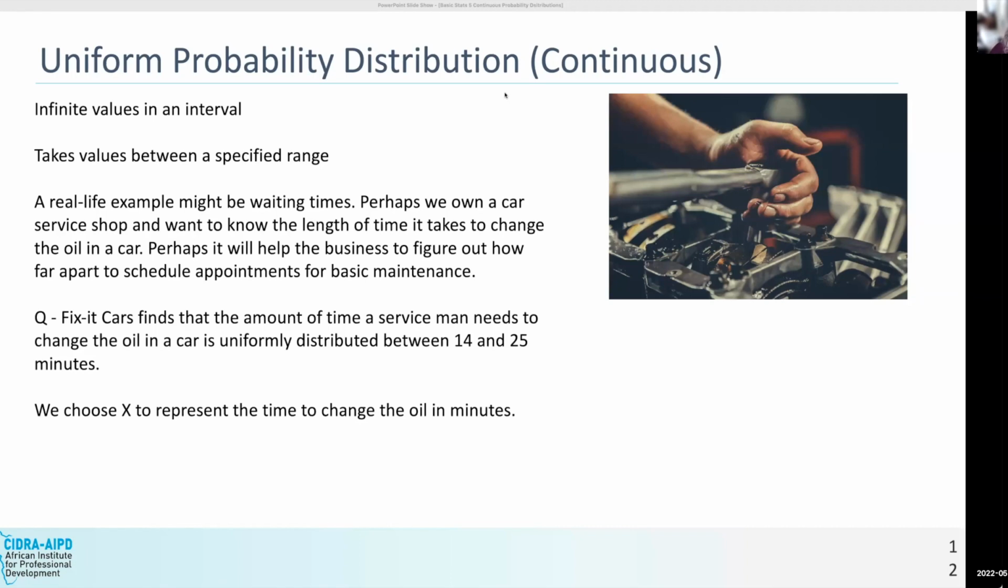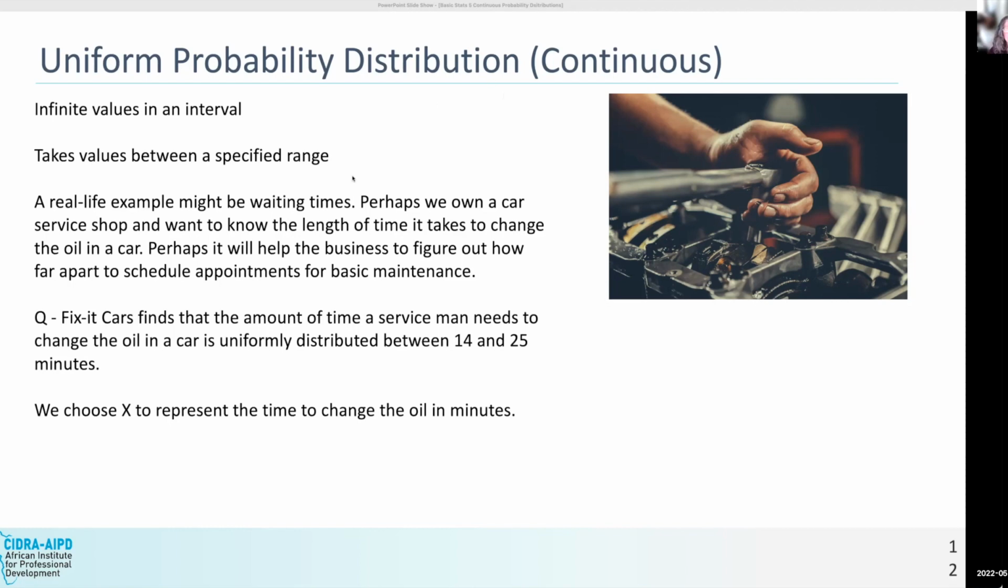You might also see a uniform probability distribution that is continuous. When we had a discrete uniform distribution, the outcomes were things like 0, 1, 2, 3, 4, 5. They were all discrete numbers. In this one, you can have a continuous pattern where it takes values everywhere in a whole range. So let's look at an example.